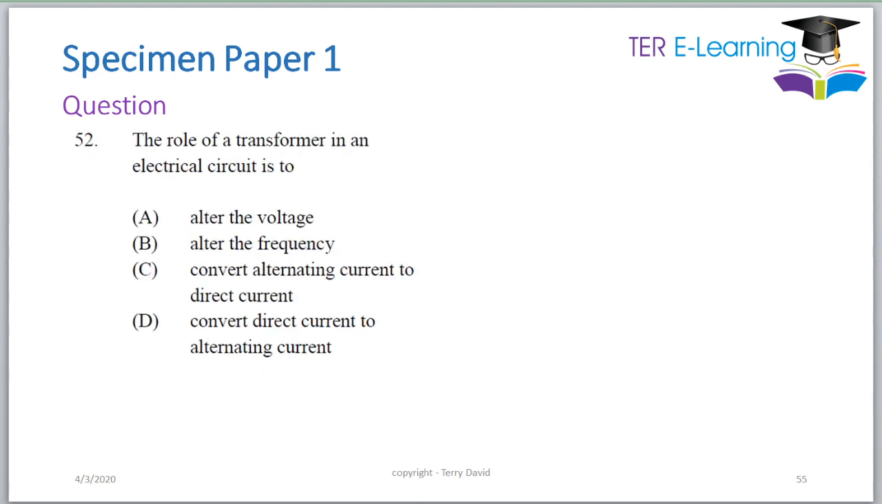Number 52. So the role of a transformer in an electrical circuit is to... so a transformer, what we do, it will basically change a voltage. We can either step up a voltage or step down a voltage. So the answer has to be E, alter the voltage, right? It doesn't change the frequency. It doesn't convert alternating current to DC current, because what does that is a semiconductor diode, right? That's what does that.